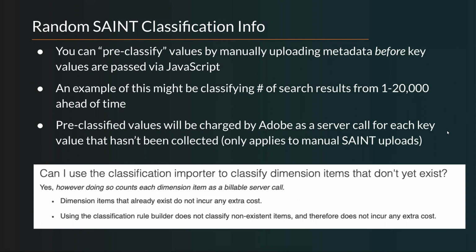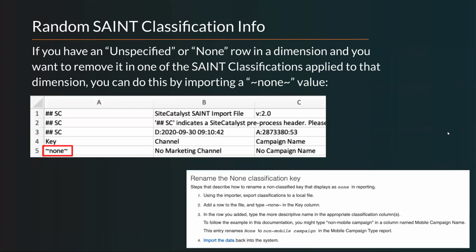However, Adobe will charge you 1 server call for each value. But again, usually that's not that big of a deal. And again, there's more help text here, and it only applies to manual uploads. They don't charge you for pre-classifying things with the rule builder. That wouldn't make any sense, but just something to know that you can pre-classify.